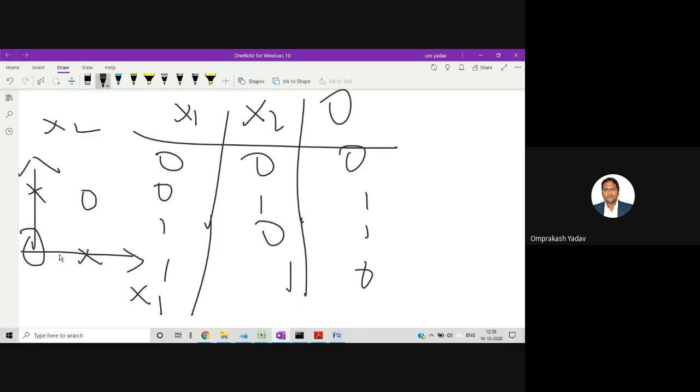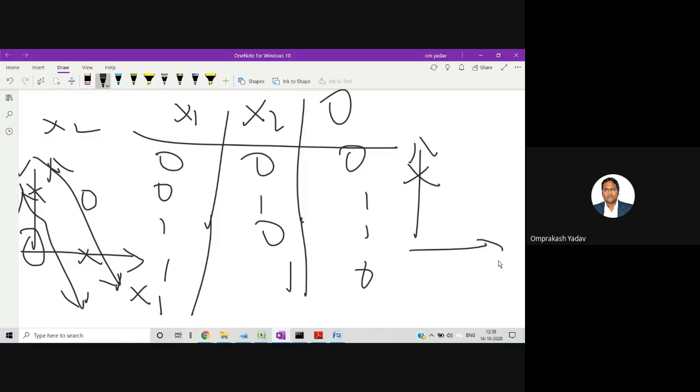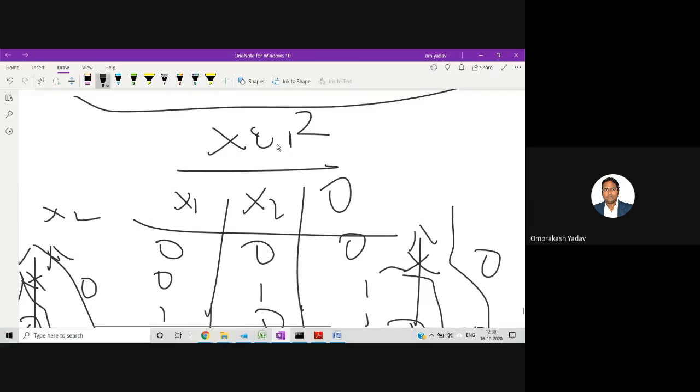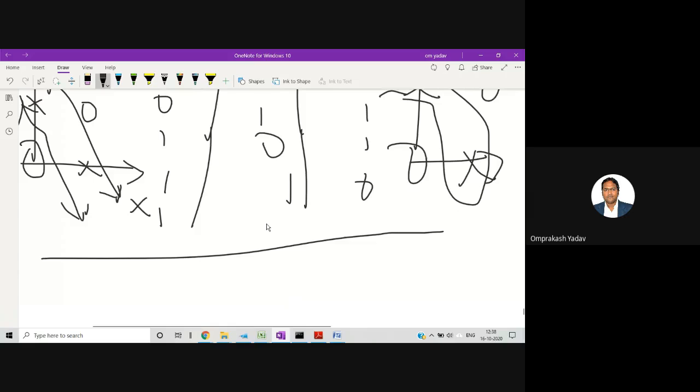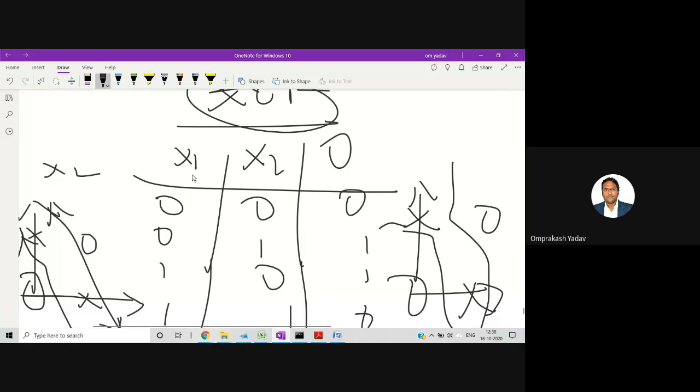Now let's try to separate it with one single line. Let's say I'm drawing like this. This will not separate both the classes with one line. I cannot draw two lines like this, so I am not able to separate it. I also cannot draw a curve like this. So this is not a linear separable problem. XOR is not a linear separable problem. Is it clear to all of you? Any doubt in this? If you have any doubt till here, please ask me.